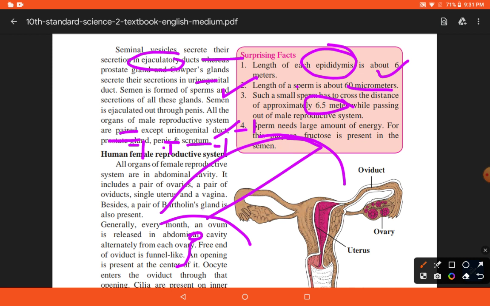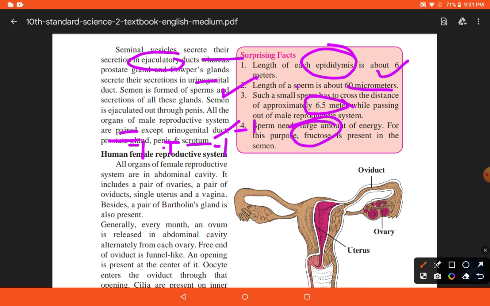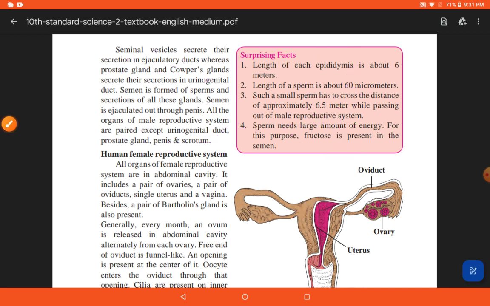Then the sperm needs a lot of energy. I told you fructose is present in the semen. Why? Because fructose is a form of sugar. So what will it do? It is going to provide the sperm energy. So that is all about the male reproductive system.